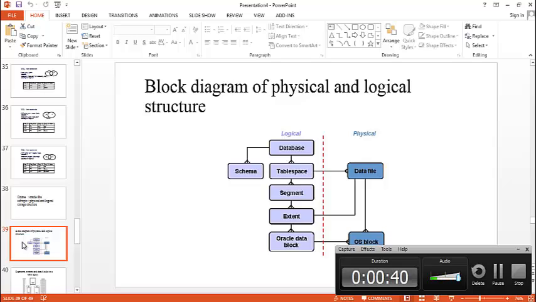Tablespaces can contain various types of segments. And in segments, we have different types, that is data segments and index segments. Segments in turn comprise of more extents. Extents comprise of a group of contiguous data blocks. Data blocks form the basic unit of data structure.